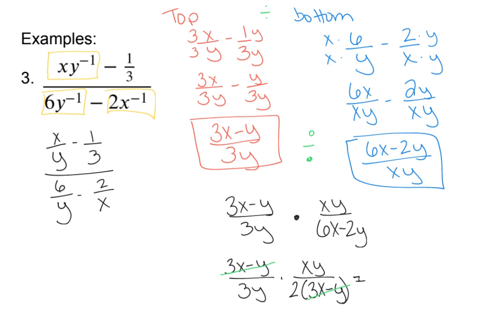Let's see what we got now. Up top, all I have is xy. Oh, wait, I see one more thing. We're going to keep going, though. I'll show you why. And then we're going to put the top together, 6y. Do you see it now?